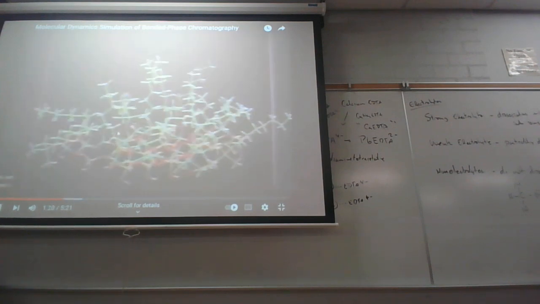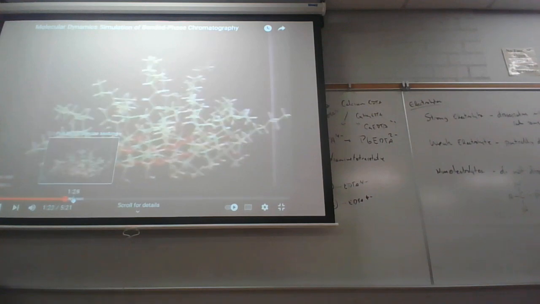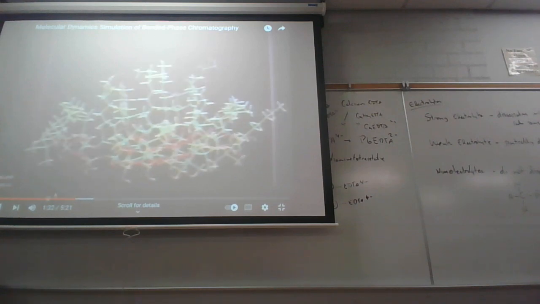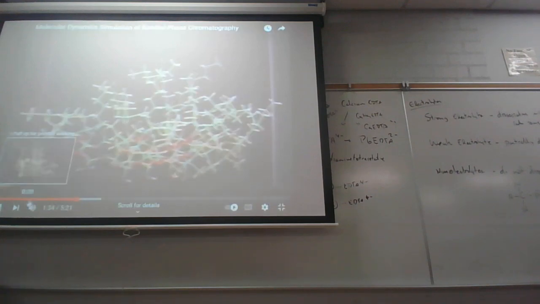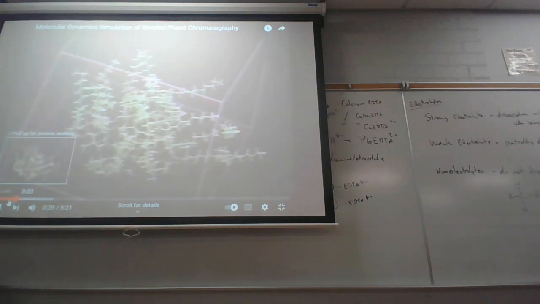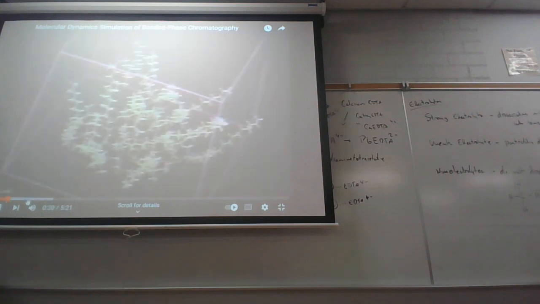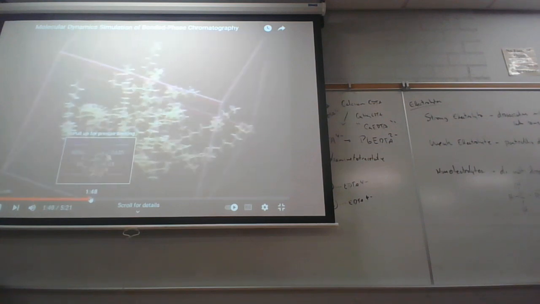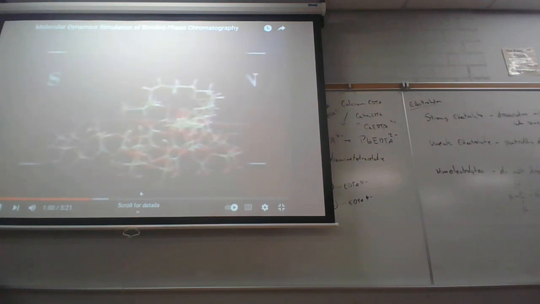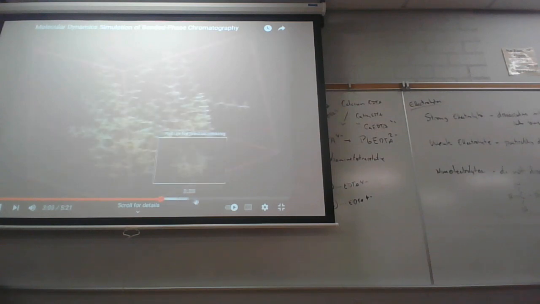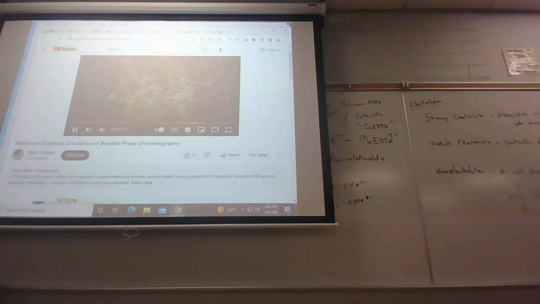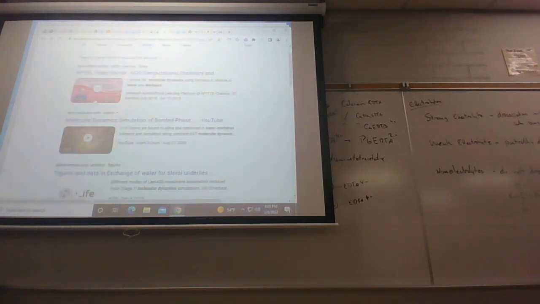So you can see this simulation isn't as nice as the others. In this simulation, they use little sticks to represent the molecules. This is C18, that's not water. These are all ab initio type calculations.